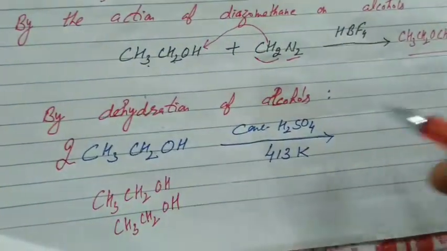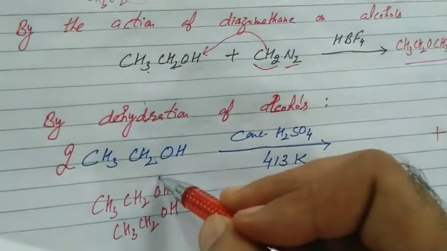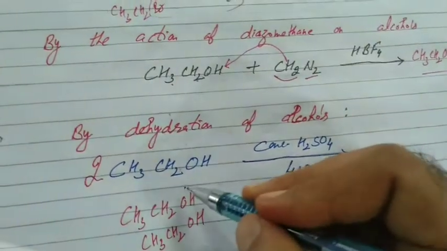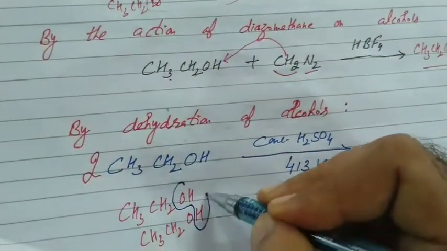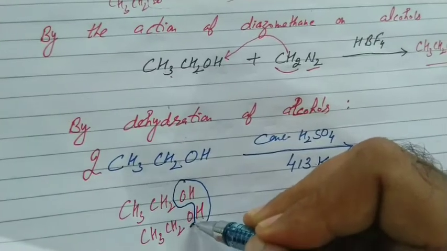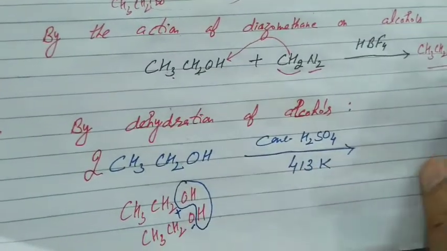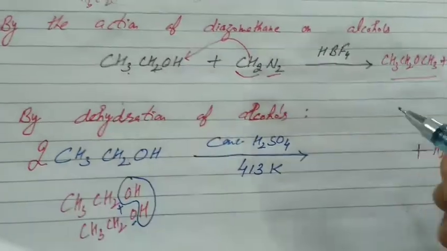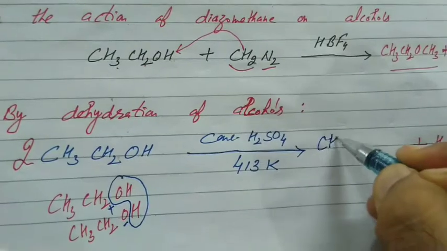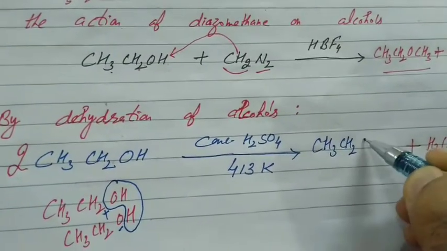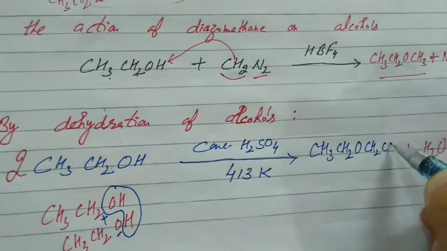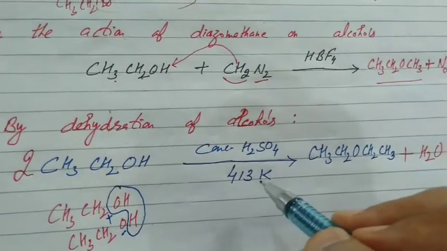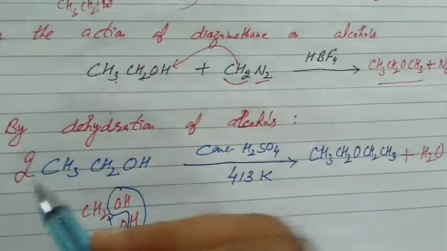What will happen, students? Concentrated H2SO4, we are using dehydration. One will lose OH and the other will lose H. That is loss of water. Now it is clear, oxygen is electronegative, a bond is formed, that is CH3CH2O CH2CH3. What is the product? Upon treating alcohol with concentrated H2SO4 at 413 Kelvin temperature, the product is ether and it is bimolecular.